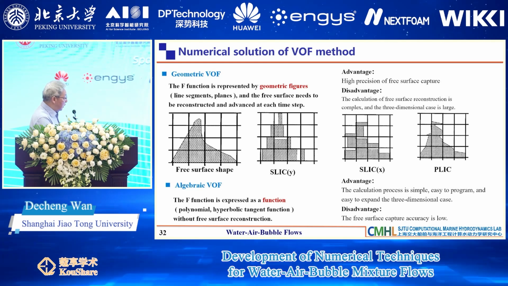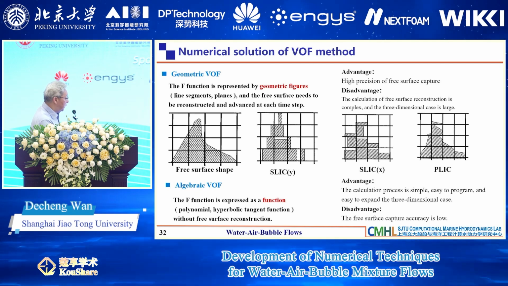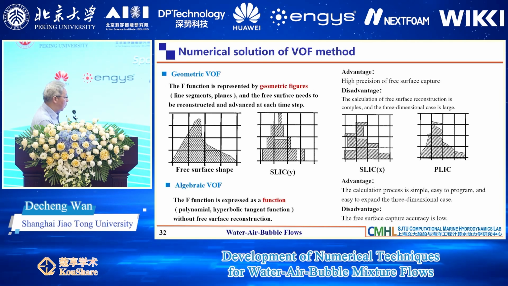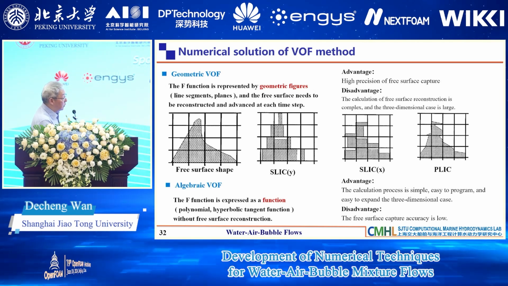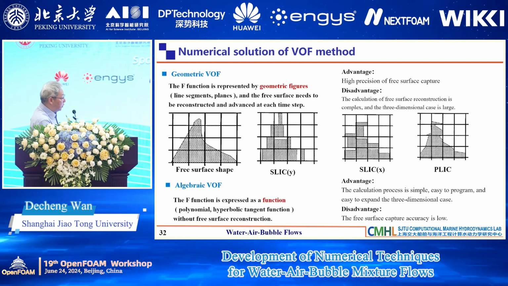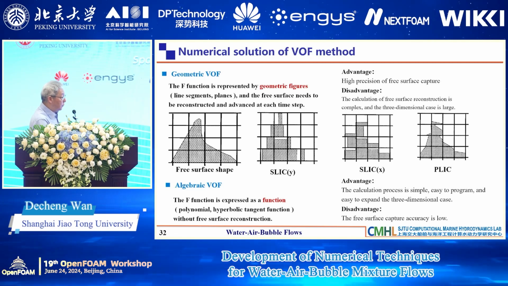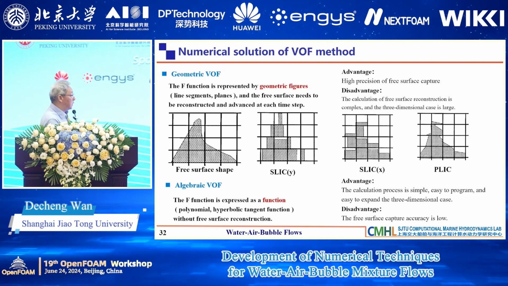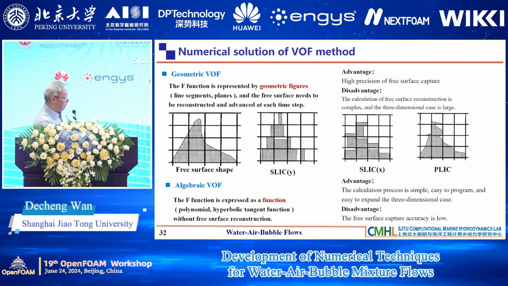Another one is the algebraic VOF. So the F function can be an increasing function, like a polynomial or hyperbolic tangent function. You can see that there's no need for interface reconstruction. So the advantage is that the calculation process is much simpler and easy to program. But the disadvantage is that the accuracy is a little bit low.